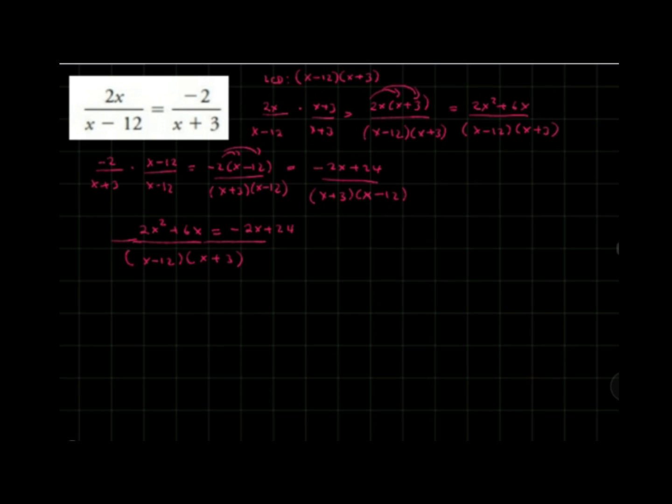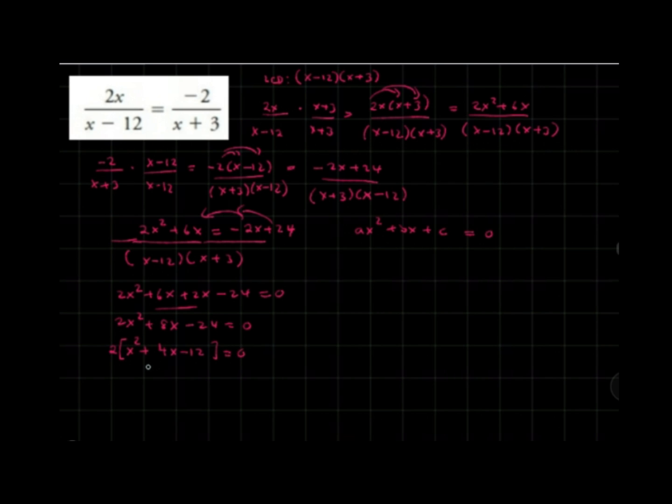Now, in order for us to solve for x, this is basically an expression that looks like ax squared plus bx plus c. You have to let one side equal 0. So I'm going to move these two terms to the other side. You get 2x squared plus 6x plus 2x minus 24 is equal to 0. If I collect the like terms, 2x squared plus 8x minus 24 is equal to 0. I only have to work with the numerator. Notice that there's a common factor of 2, so you get x squared plus 4x minus 12 is equal to 0.